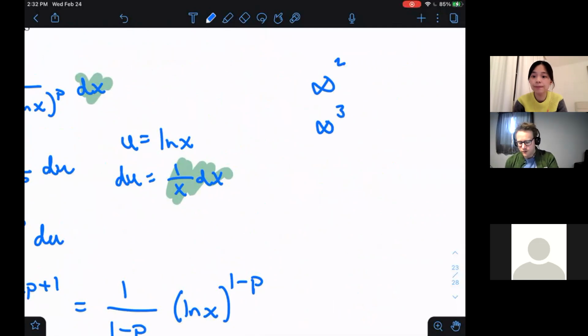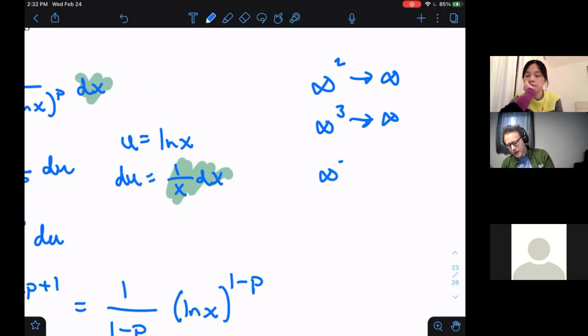It's still going to be going off to infinity. So I won't use equal signs here. I'll just say it's going off to infinity because, again, you're thinking very large numbers and you're applying powers to them.